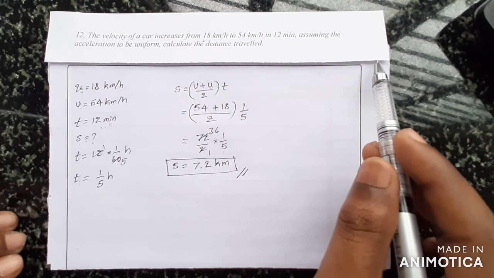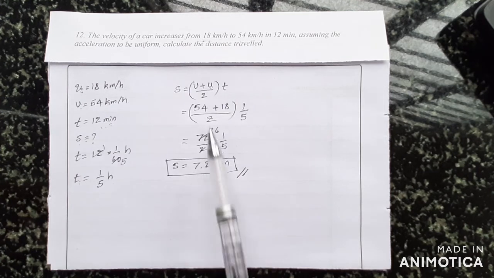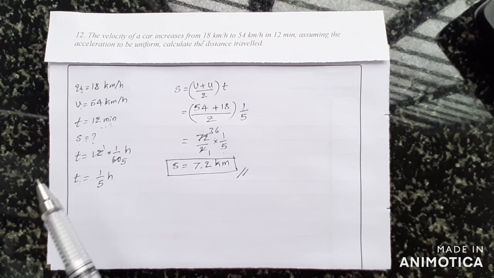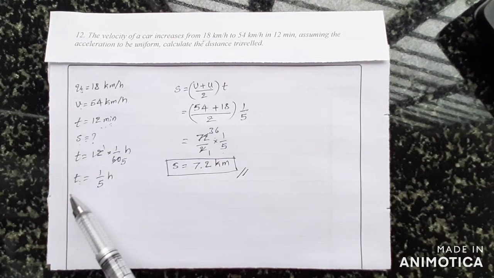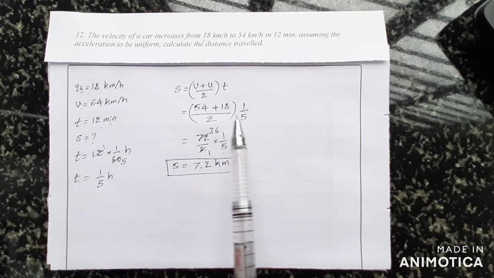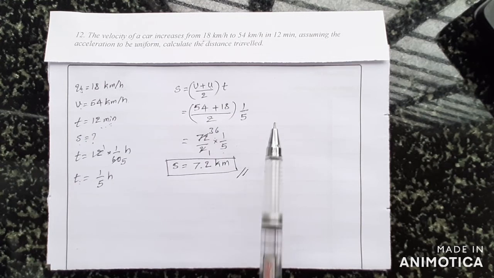Since they have asked us to calculate only the distance travelled, I can go with this formula. If they had asked us to calculate the acceleration also, then we should have first calculated acceleration using v is equal to u plus at. If we put that, we will get a. Okay. Since they have not asked us the acceleration, I have not calculated. If they had asked us to calculate the acceleration, we must calculate the acceleration also along with the displacement. Okay, fine. So this is about the 12th question.